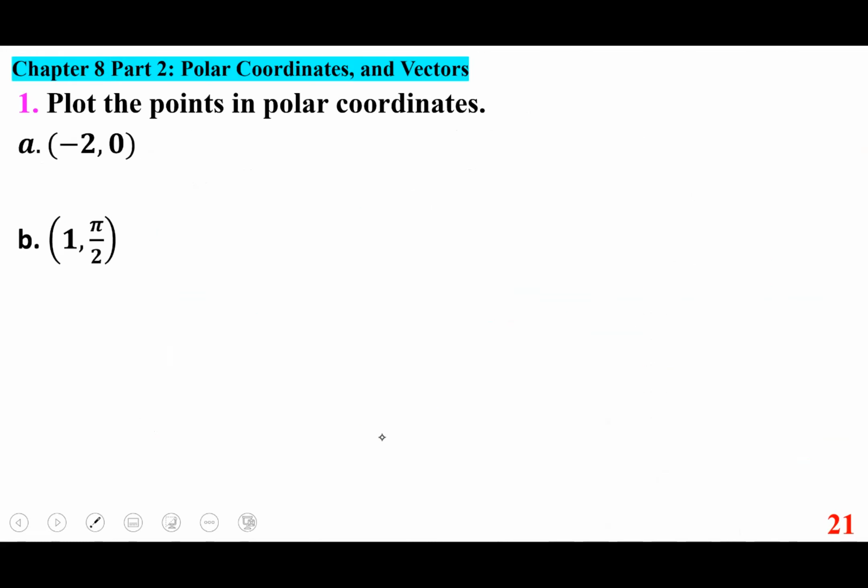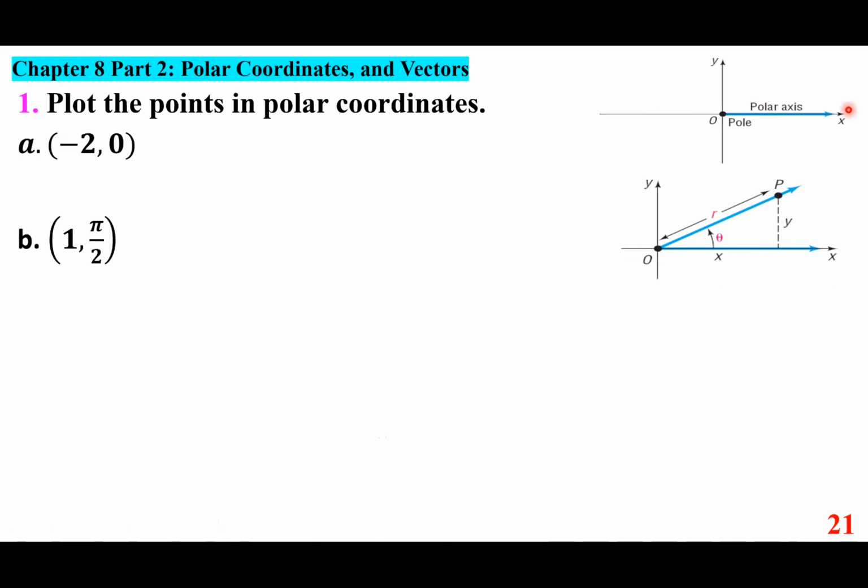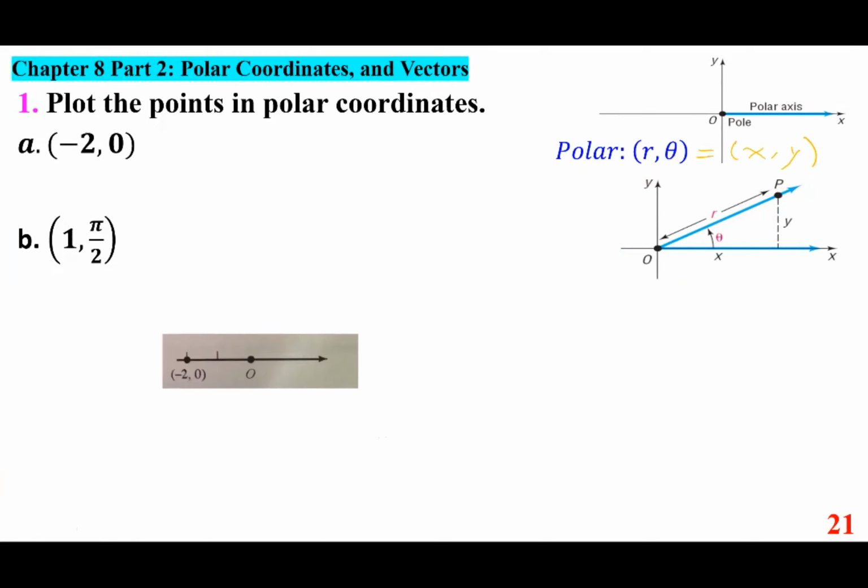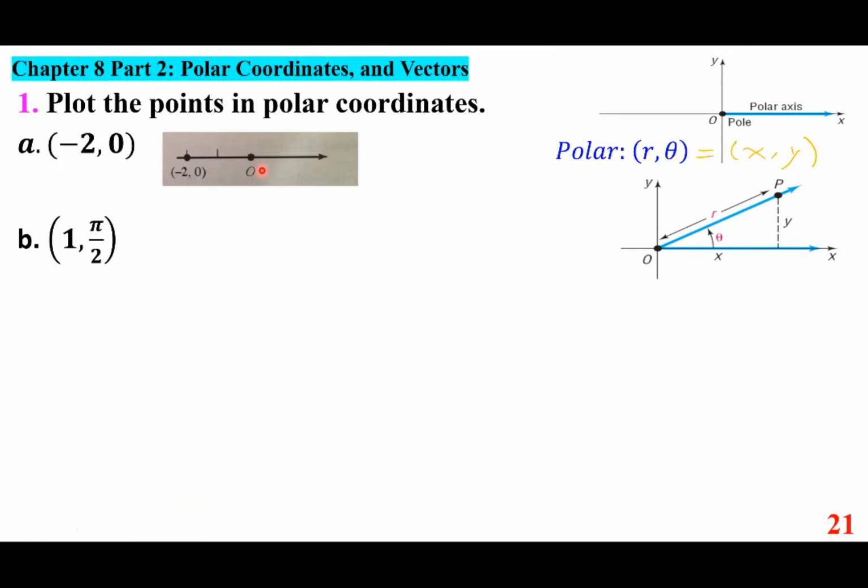All right, let's switch gears. Plot the points in polar coordinates: -2, 0. And as you can see, this is r, theta. First, reminding everyone, this is the polar axis. This is located at P, with X, Y, or r, theta. So the polar is r, theta, and that's X, Y. Therefore, this one is simply 0 degrees, -2. So -2, 0 is located in this format.